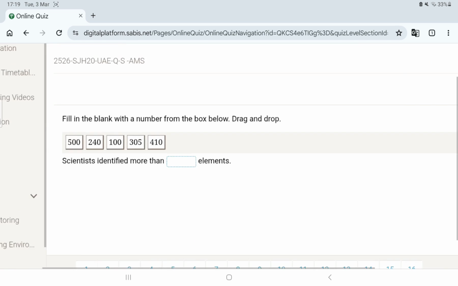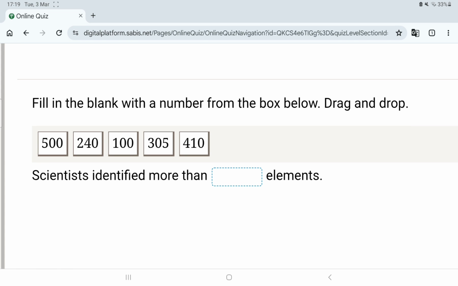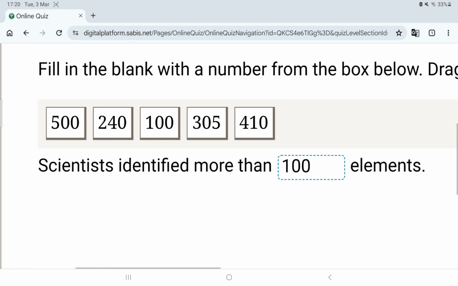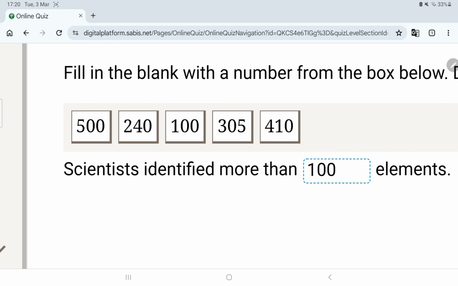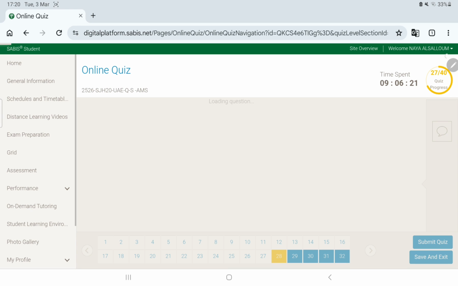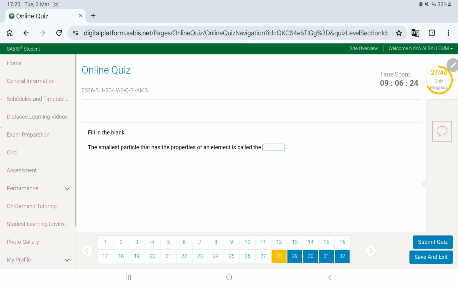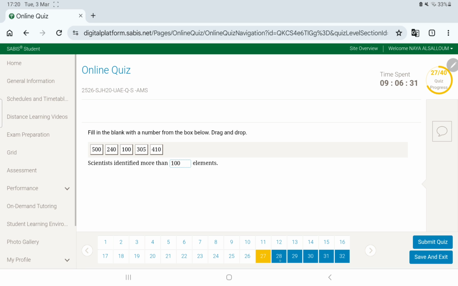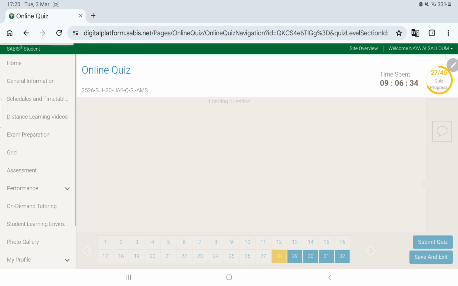Let's see. Scientists identified more than 100 elements. Okay? This one is in the book, a bit of information that's gonna come at a random time. 500, too much. 240, also a lot. Those two are too much. Okay guys, I think they discovered 114 elements, probably. But yeah, I know that they discovered more than 100.